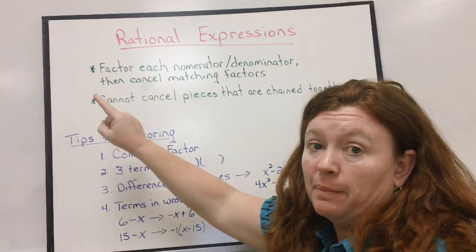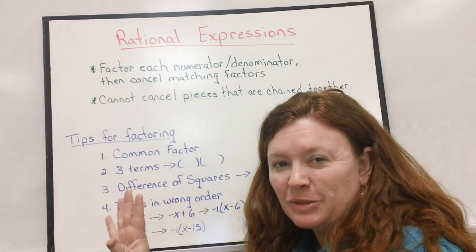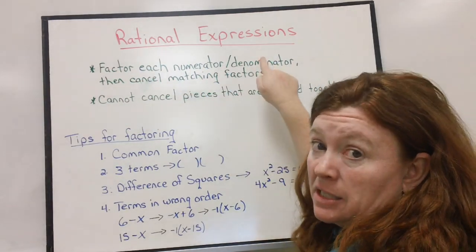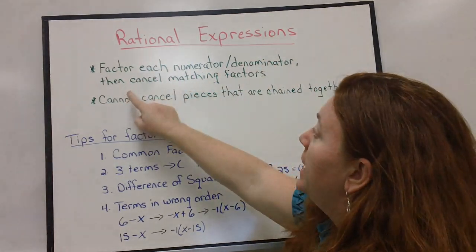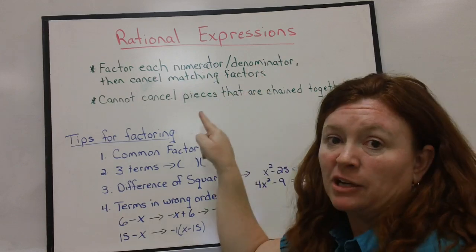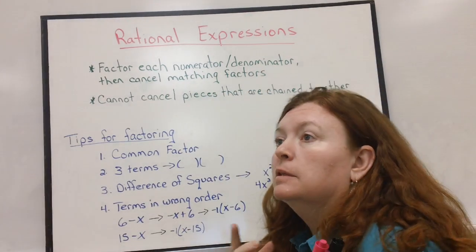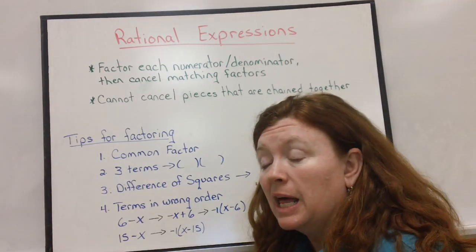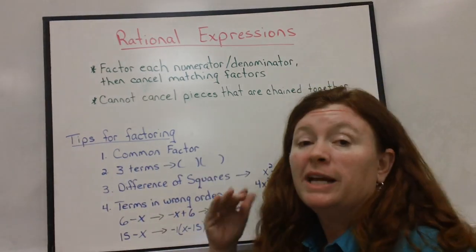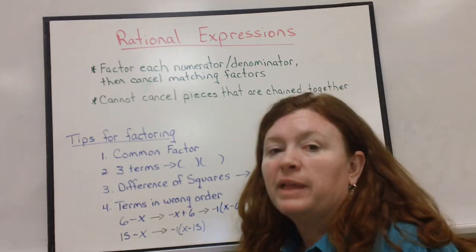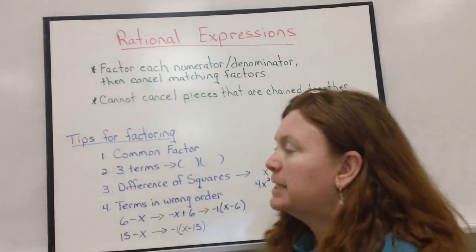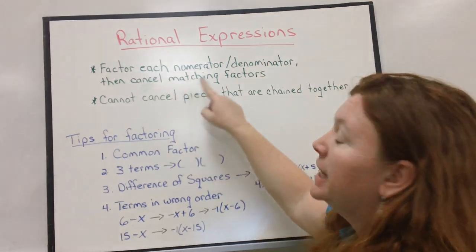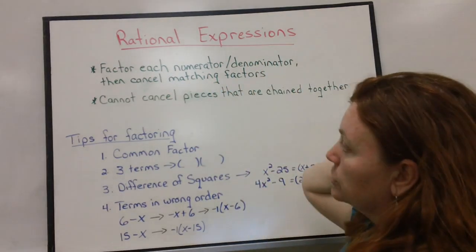The first step, no matter which of those situations we're looking at, is to factor each numerator and denominator, then cancel any matching factors. It's very important that you do this in the right order, because a lot of times I have students who are trying to cancel before they have factored, and it doesn't work the same. So we want to factor each numerator and denominator, then cancel any matching factors.